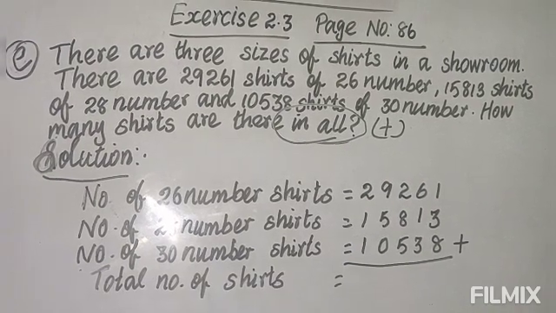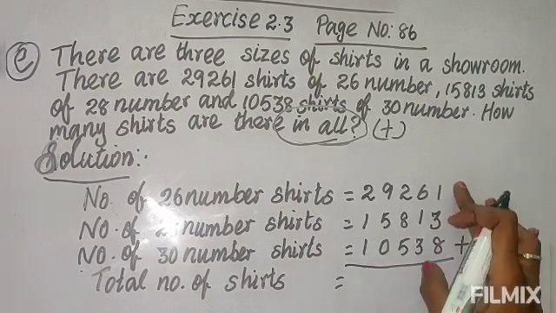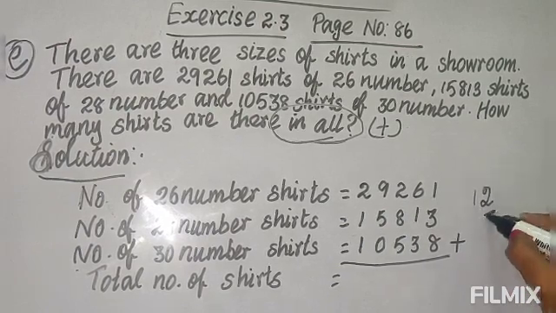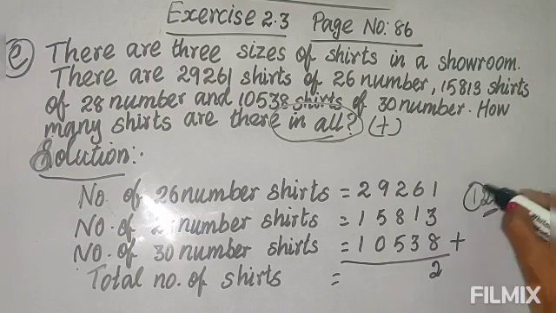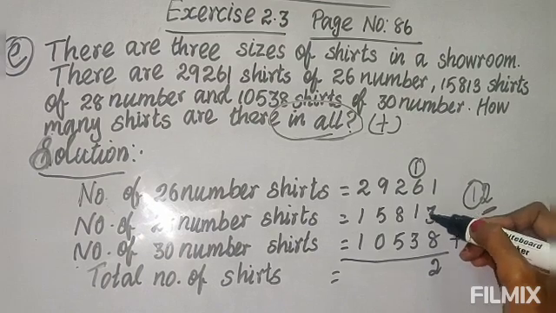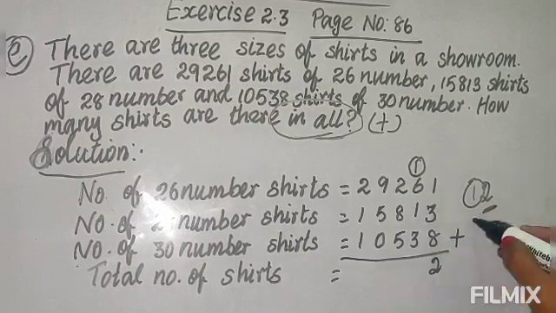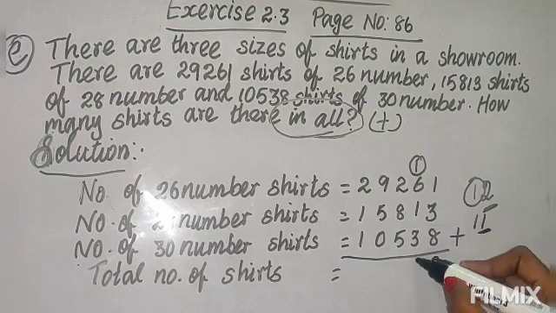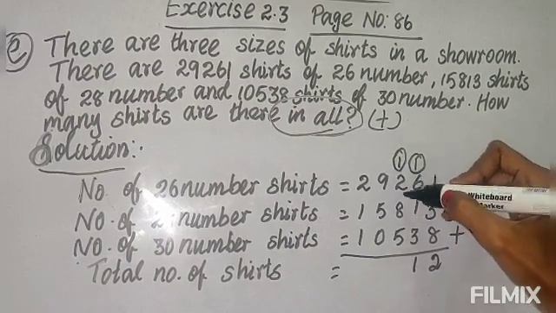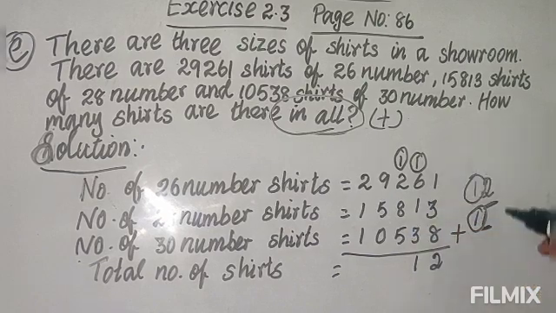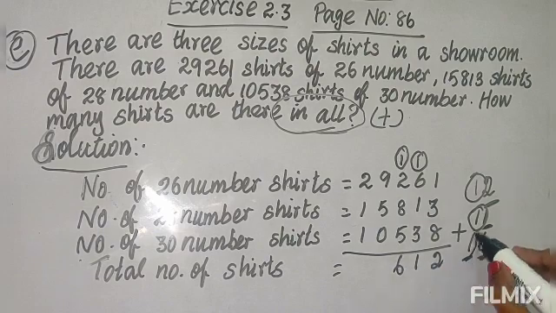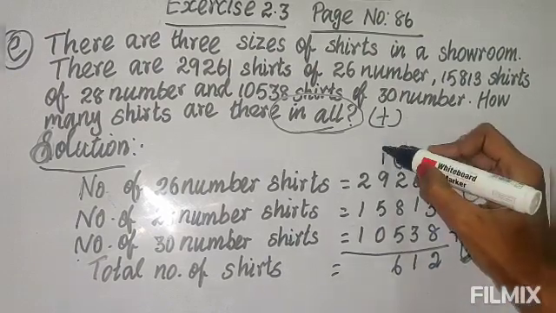Total number of shirts equal to, now we will add from the ones place. 1 plus 3 is 4, 4 plus 8 is 12. 12 is a double digit number, so only the right side number 2 you will write here, and the left side 1 you will carry to the tens place. Now 6 plus 1 is 7, 7 plus 1 is 8, 8 plus 3 is 11. In 11 there are double digits, so only 1 you will write here, and this 1 you will carry to the next place. Again 8 plus 2 is 10, 10 plus 1 is 11, 11 plus 5 is 16. In 16 double digits, so only 6 you will write here, and this left side 1 you will carry to the next place.